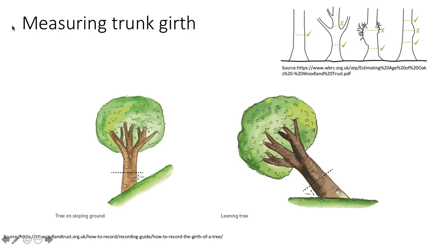Make sure your tape measure is level. Don't presume that your first attempt is correct. Measure a couple of times to make sure that you've got the right measurement. Make sure the tape is flat against the trunk and not twisted, and this should help to give you a pretty accurate reading of the girth of the trunk.